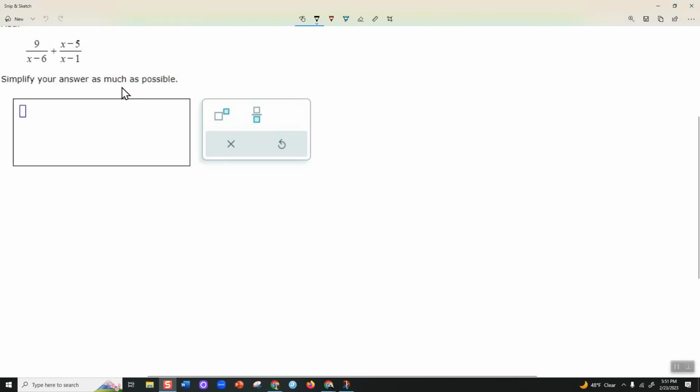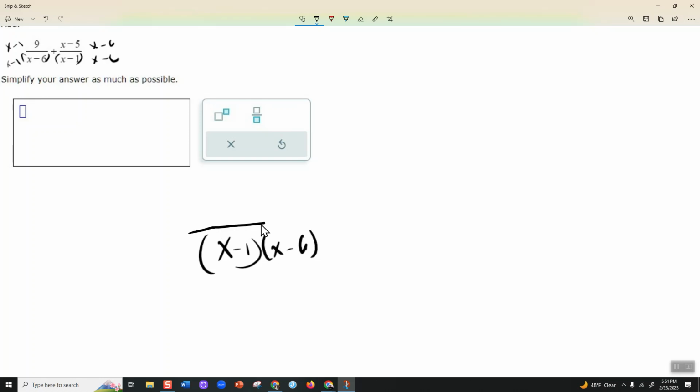All right, number 5 here. I'm going to have to find the common denominator, and it looks like I'm just going to have to multiply each fraction by the other denominator. So this one's got to be multiplied by x minus 1, top and bottom. This one's got to be multiplied by x minus 6, top and bottom. And I will get a common denominator of x minus 1 times x minus 6. I would just leave it factored, much easier that way.